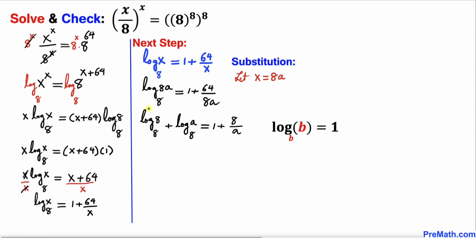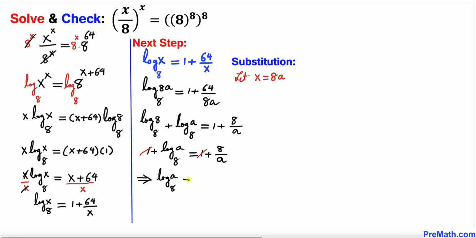Now we know that this log of 8 with the base 8 equals to 1 according to this rule. So therefore we can write 1 plus log of a with the base 8 equals to 1 plus 8 divided by a. Now we can see that this 1 disappears from both sides. So therefore this equation could be written as log of a with the base 8 equals to 8 divided by a. Now we are going to remove this fraction by multiplying by a on the right hand side and a on the left hand side as well.